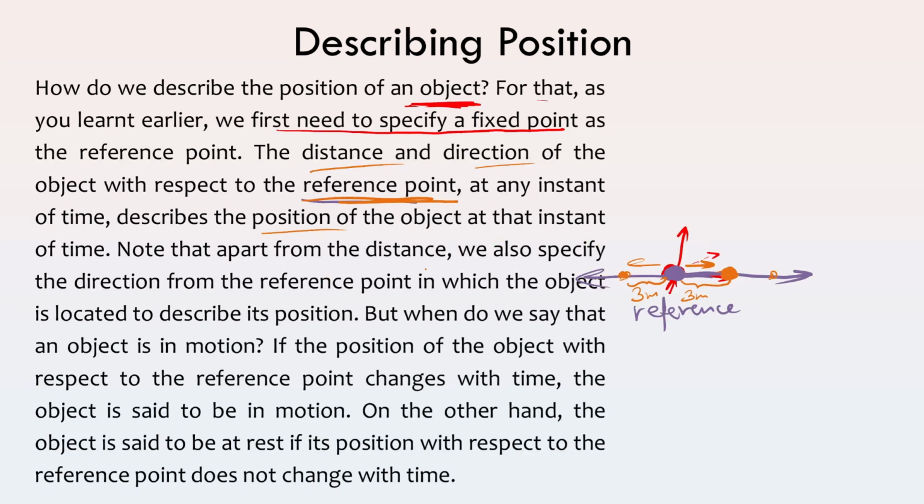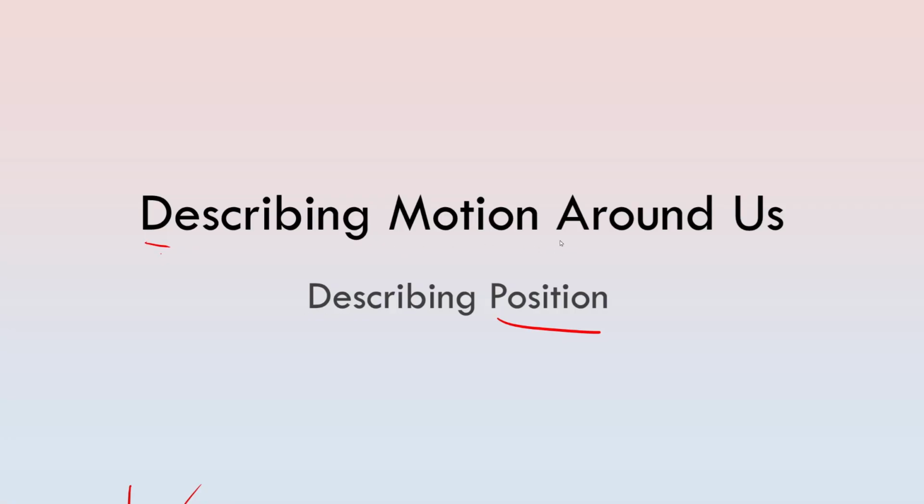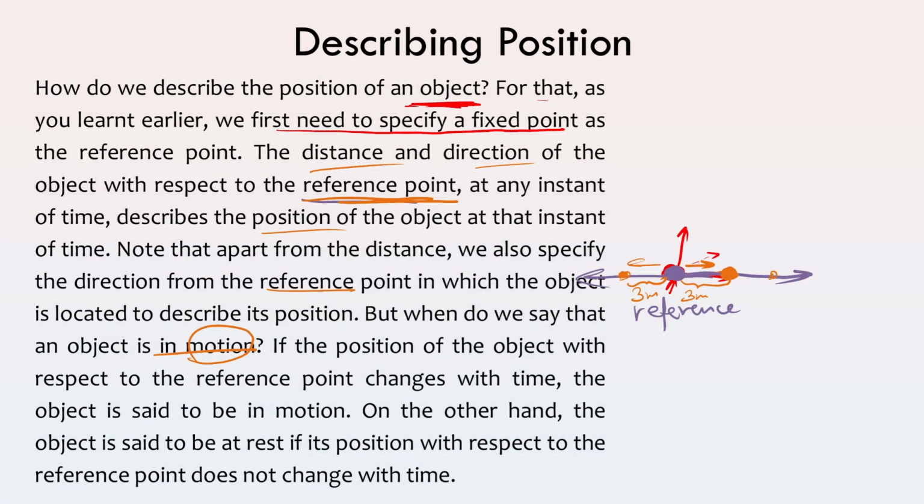Note that apart from the distance, we also specify the direction from the reference point, right or left, in which the object is located to describe its position. But when do we say that an object is in motion? Now we need to see about motion, as the chapter name suggests, describing motion around us. So when can we say that it is in motion? We can say that it is in motion if its position changes.